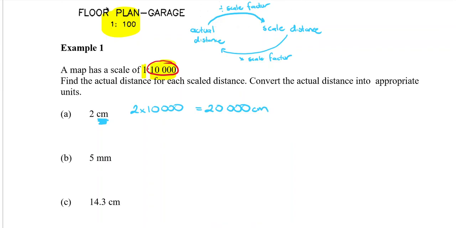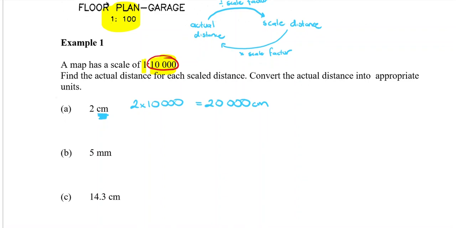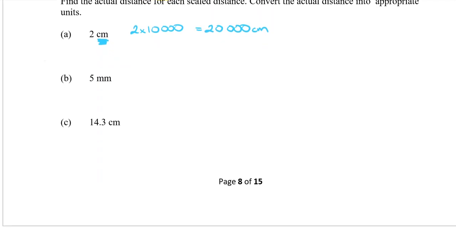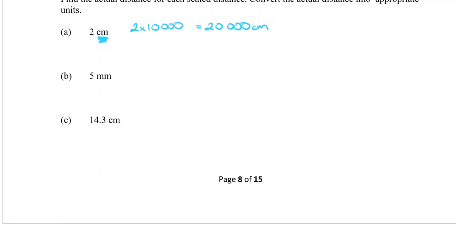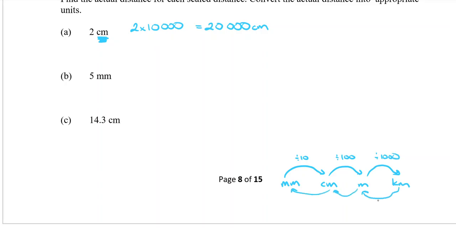20,000 centimetres would be a lot of centimetres to try to measure out. It's not a very appropriate unit. So what we want to do is convert that into one of our bigger units so it makes more sense. So you probably remember charts like this. If I want to go from millimetres to centimetres to metres to kilometres, as we go into bigger units, we need to divide. So dividing by 10, divide by 100, divide by 1,000. Going from bigger to smaller units, you want to times. So times by 1,000, by 100, by 10.